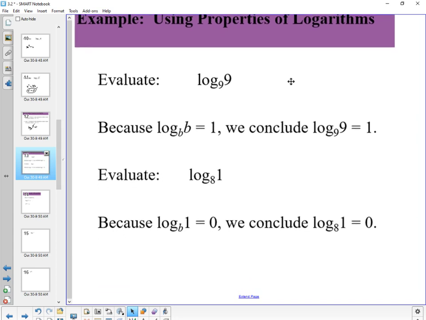Alright, so check this out. What's log base 9 of 9? 1. Beautiful. What's log base b of b? Oh, wait a minute. I already had it. Okay, I forgot to take the answers off.